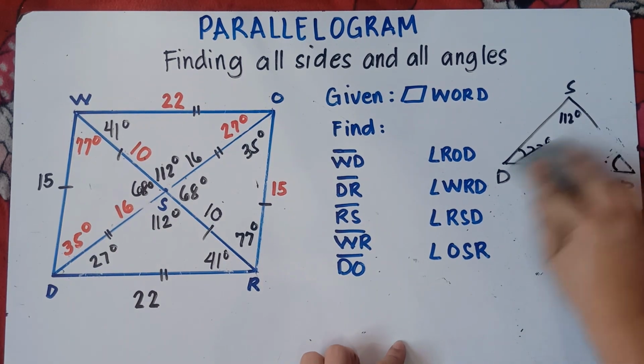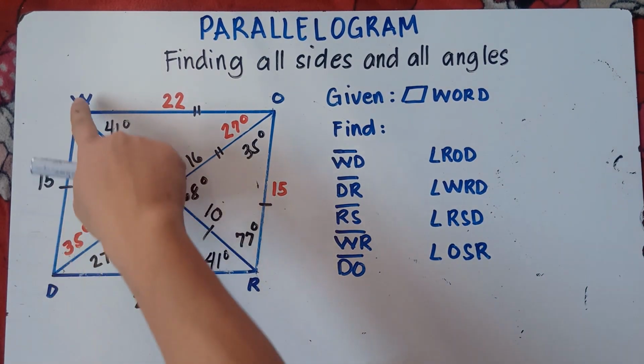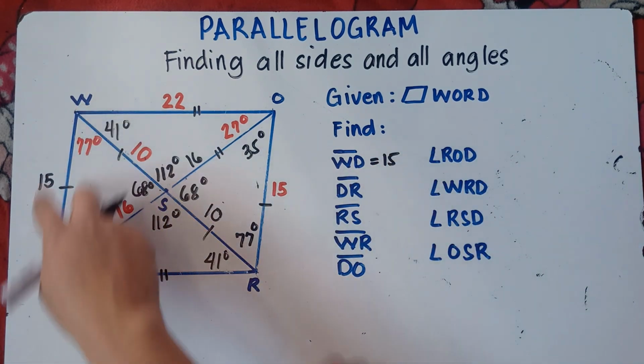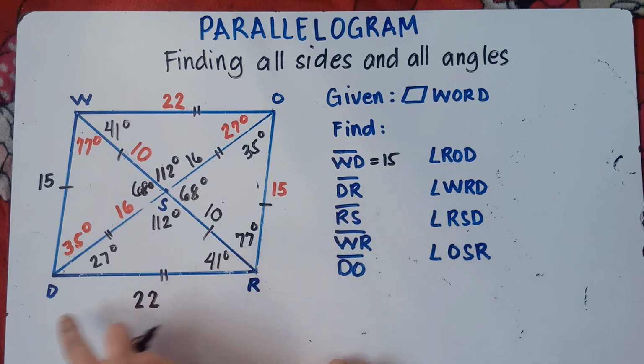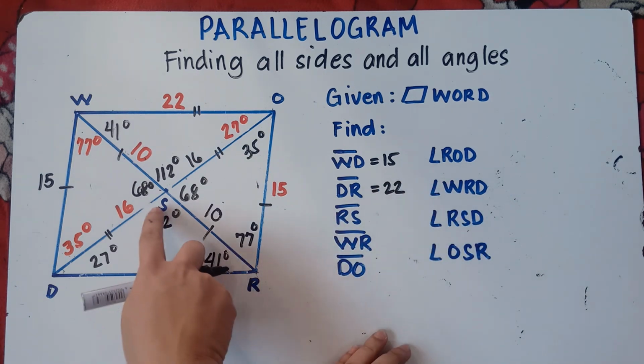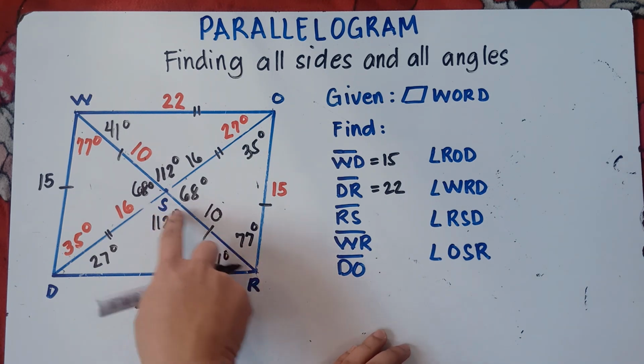Alright, so let's label this up. Line segment WD is equal to 15. Line segment DR, that is 22. Line segment RS, R to S, we have 10.